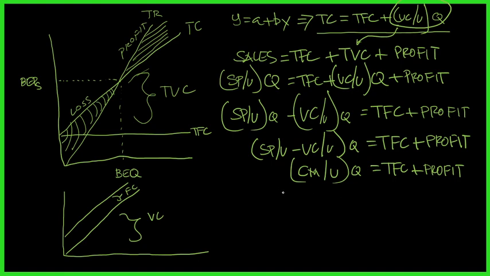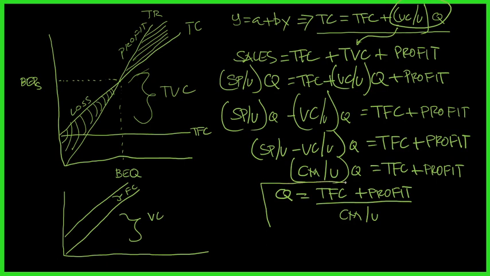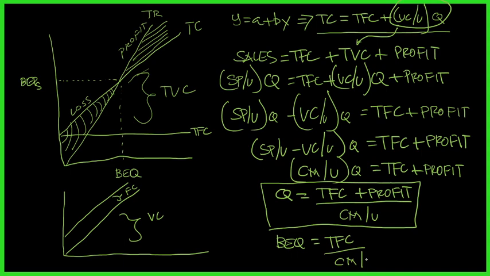Okay? Now, if you want to isolate Q, the quantity, kasi yan nga yung objective natin, di ba? Your quantity is equal to your total fixed cost plus your profit, divided by contribution margin per unit. Okay, so kung ito yung hinahanap natin, yung quantity, then this is now your formula. And then from this formula, if you equate your profit into 0, you can now compute for the break-even quantity, which is your total fixed cost divided by contribution margin per unit.